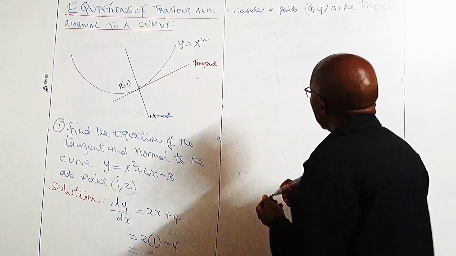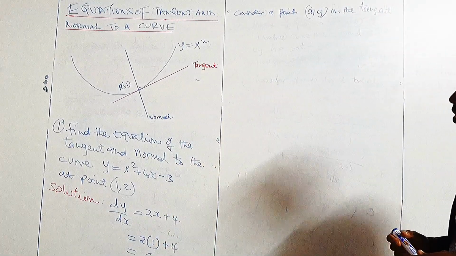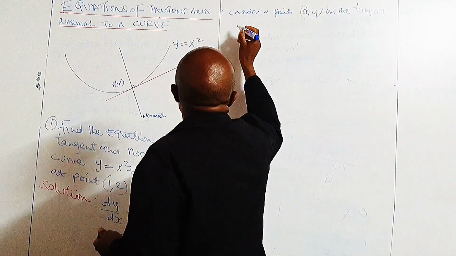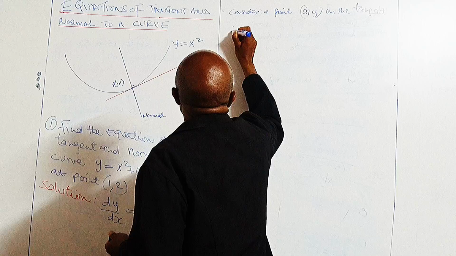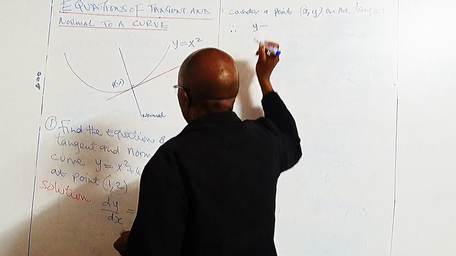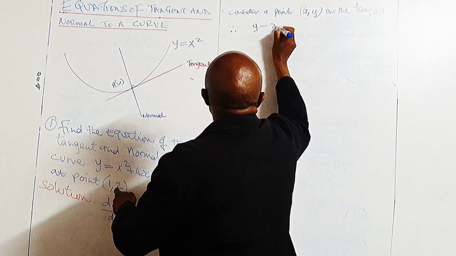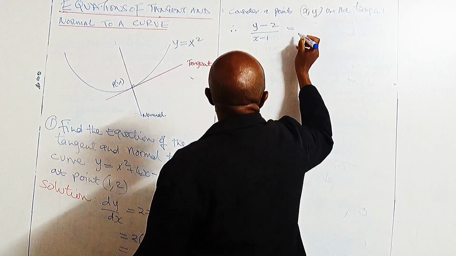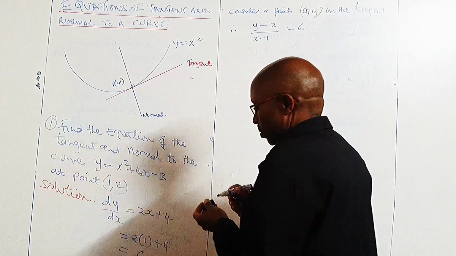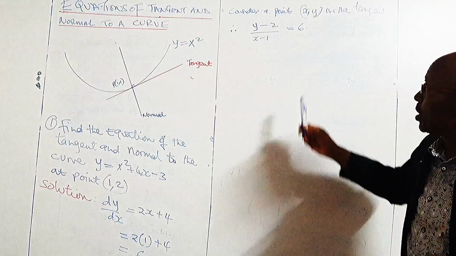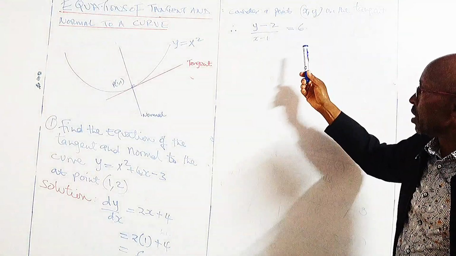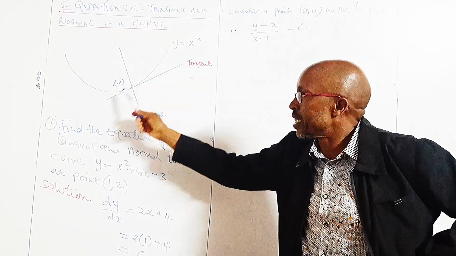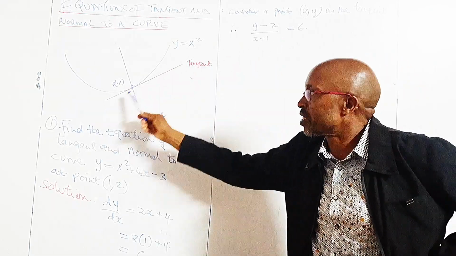We consider a point (x, y) on the tangent. Therefore, the gradient of the tangent will be the change in y, that is (y - 2) all over (x - 1), which must be equal to 6. We are equating the gradient of the tangent to the gradient of the curve at that point because the gradient of the tangent is uniform, because it's a straight line.